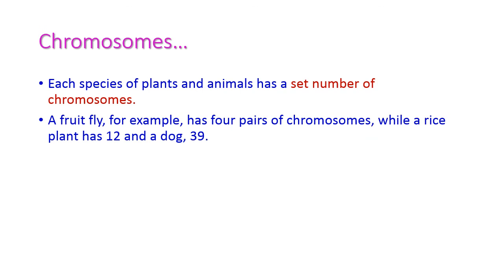Each species of plants and animals has a set number of chromosomes. This set number is common and constant for each species of plants and animals. A fruit fly, for example, has 4 pairs of chromosomes, a rice plant has 12 pairs, and a dog has 39 pairs of chromosomes.